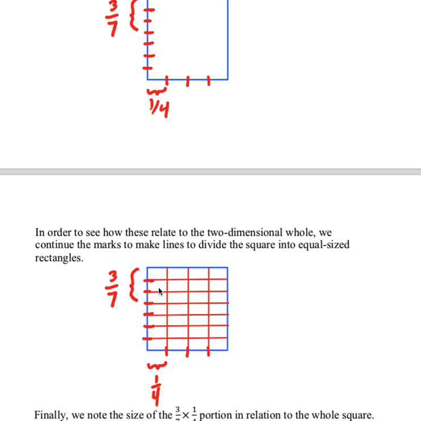So first thing we're going to do is we're going to follow the lines all the way across our shape. And that means 3/7 is going to be actually 3 of these rows, and 1/4 is going to be actually 1 of these columns. That gives us a whole bunch of equal-sized rectangles within our square. Those are going to be important because they're equal-sized rectangles. Those are going to be the parts of our square unit.